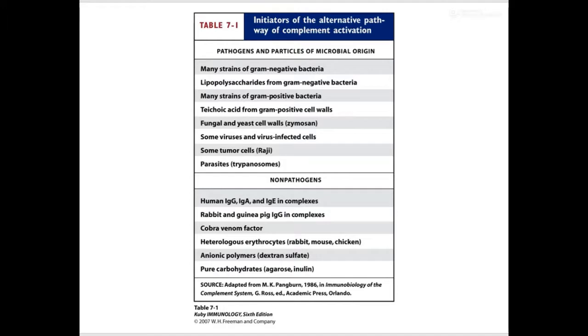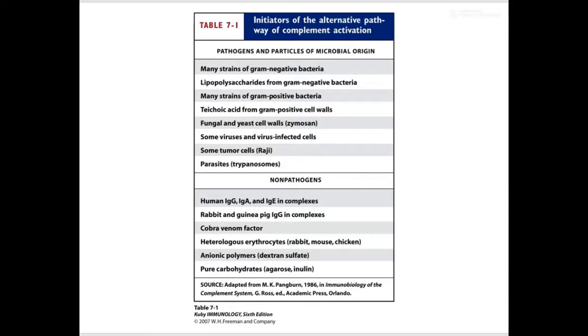For example, you have human immunoglobulins IgG, IgA, and IgE, which have been found in complexes, or rabbit and guinea pig IgG in complexes, and as I told you, cobra venom factor, or the anionic polymers like dextran sulfate, or pure carbohydrates like agarose, inulin. When all these are present, what happens? The alternative complement pathway will be activated.